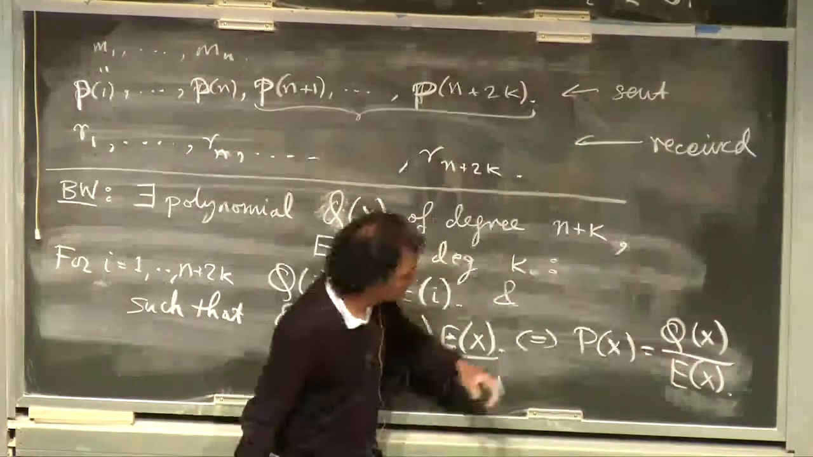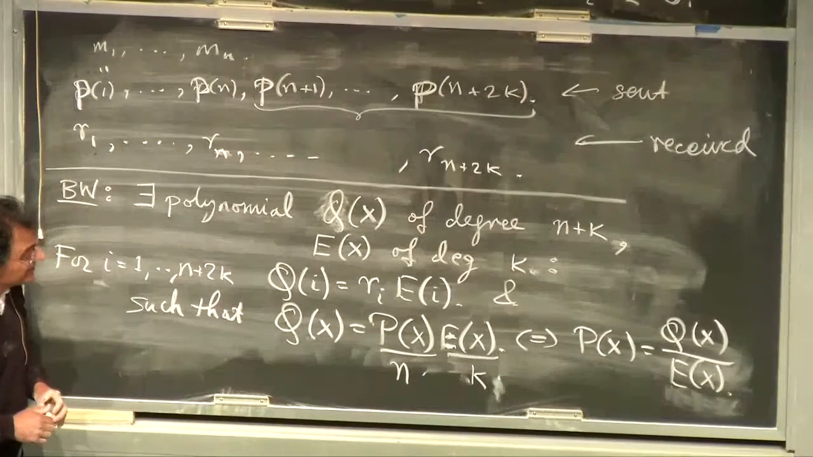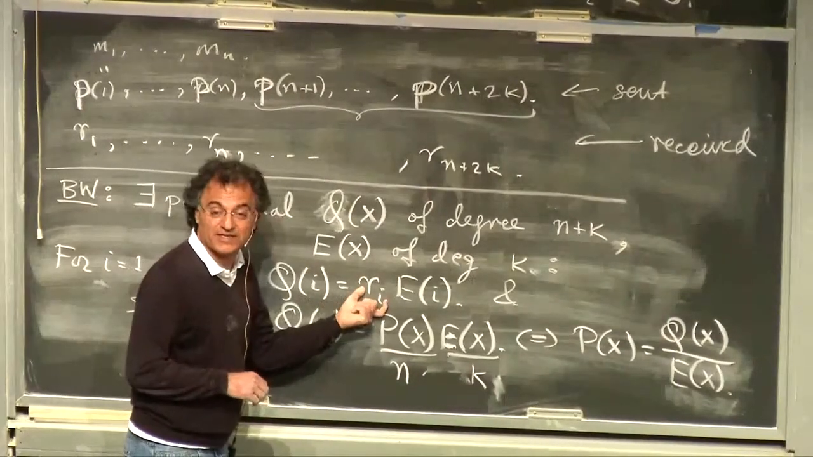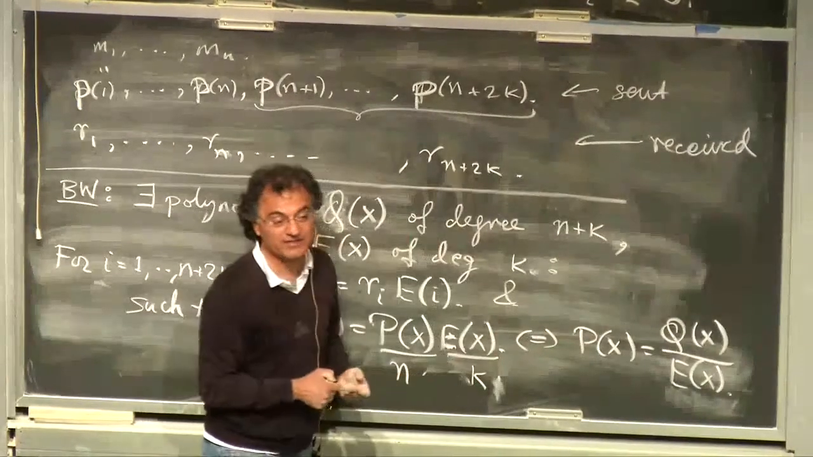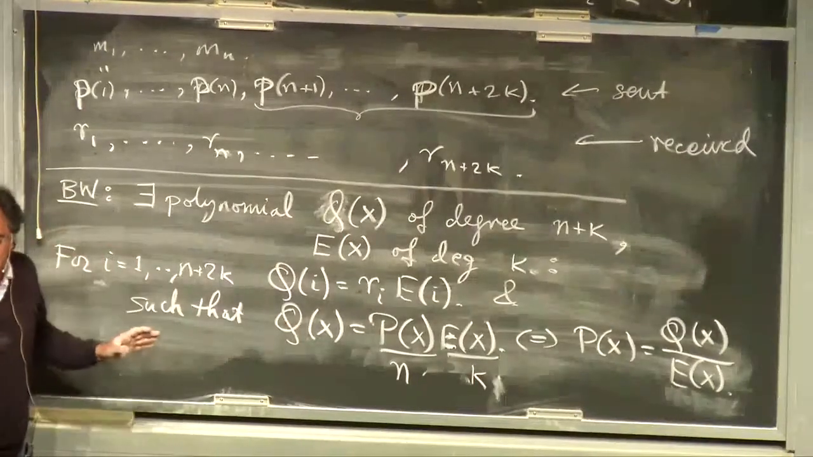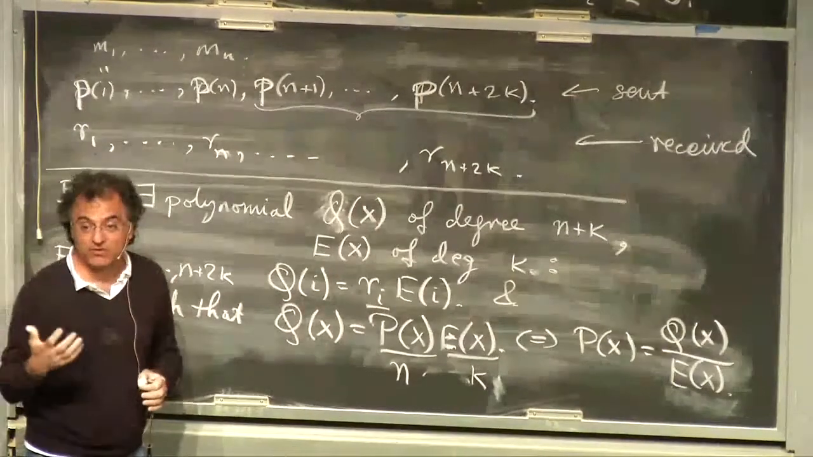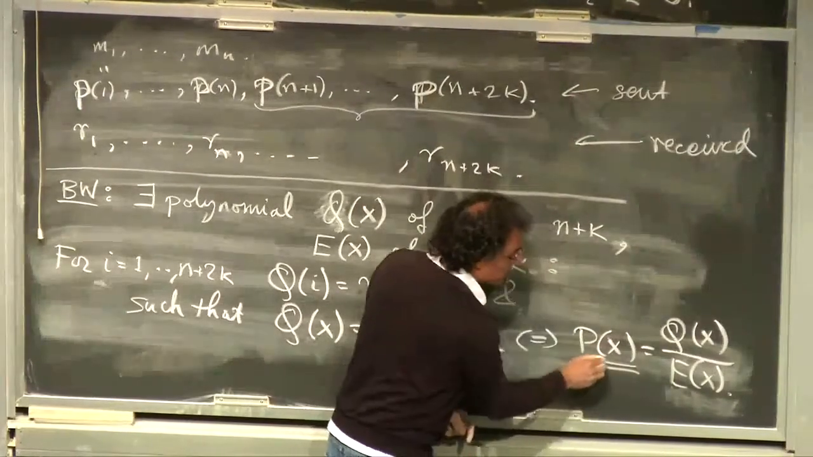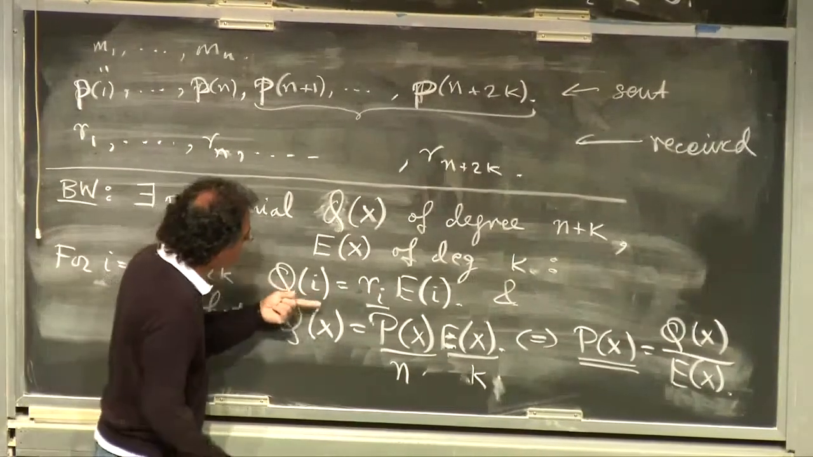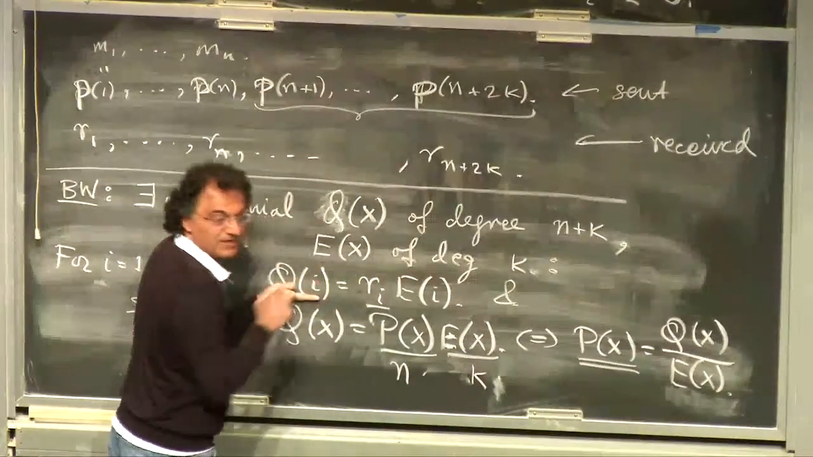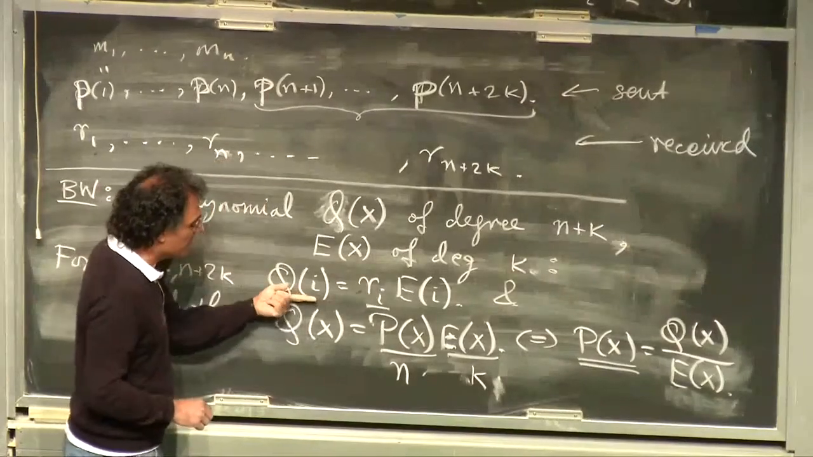So I can find two polynomials, one of degree n plus k, one of degree k, such that P of x happens to be the ratio of these two. But you see, the received values are not necessarily consistent with the polynomial, right? R of I is not necessarily P of I. But Berlekamp-Welch is telling us, don't worry about it. The received values are not necessarily equal to the sent values, but we can find two other polynomials, Q of x and E of x, so that the polynomial we are looking for is really the ratio of these two. But moreover, the received values are exactly what govern the relationship between Q and E. So what does this imply? Well, what it implies is that for each value of I, we can write an equation.